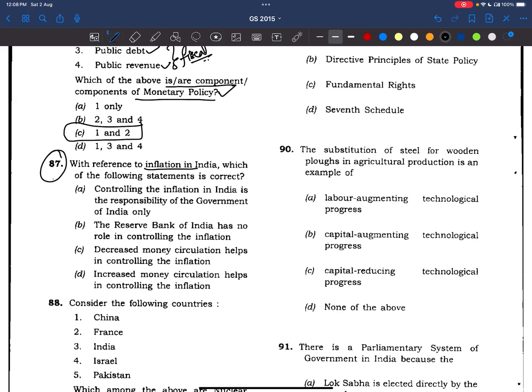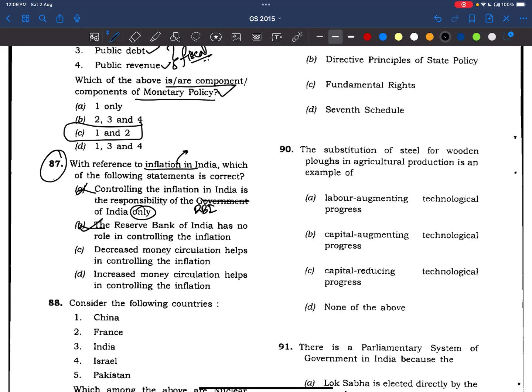Controlling inflation in India is the responsibility of the Government of India only. It is not the Government of India, it is RBI. Now, Reserve Bank of India has no role in controlling inflation. It has a greater role: monetary policy committee, inflation targeting. All these things are dimensions of this inflation topic. We have to read and revise all those things. So this is also wrong.